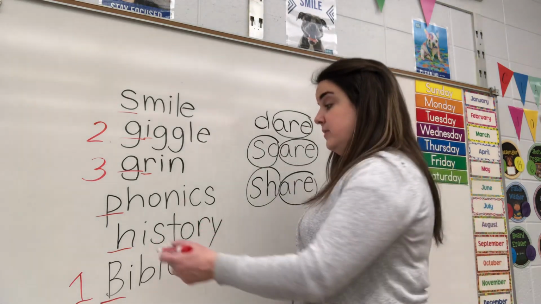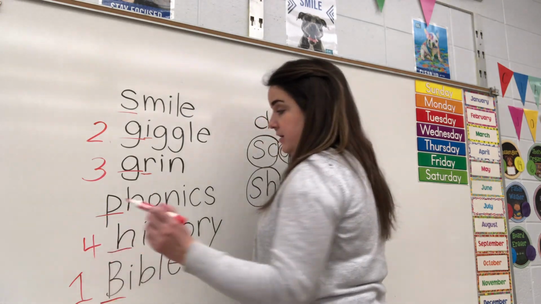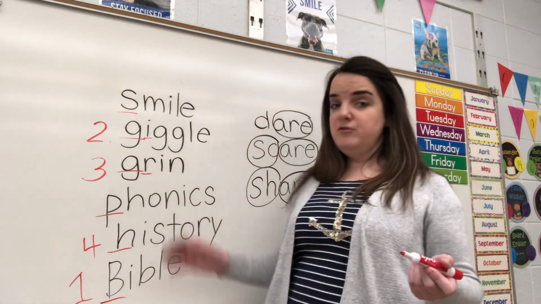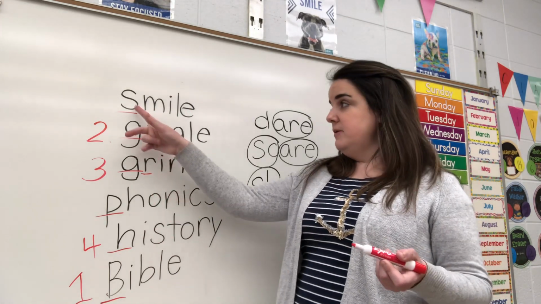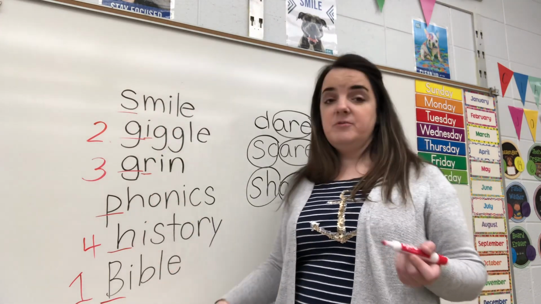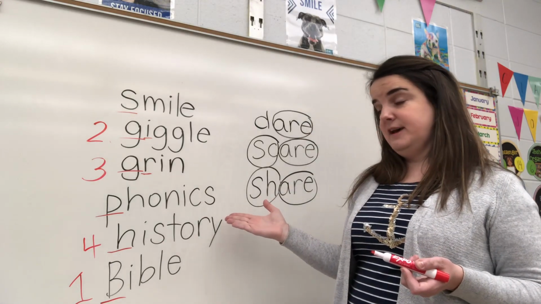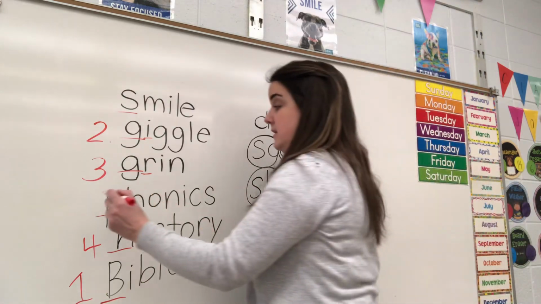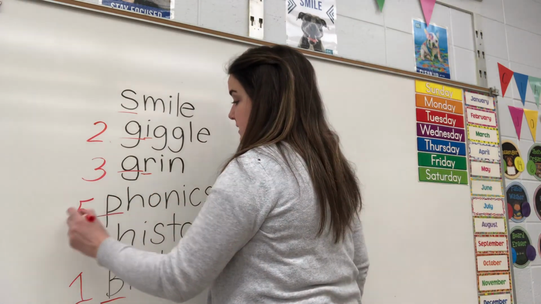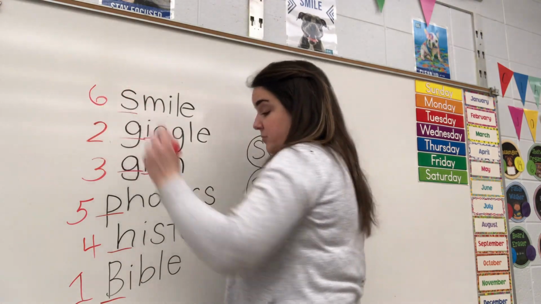H, that's correct. So the word history would be next. So that would be my 4th word. Now I'm left with 2 more words, the word smile and the word phonics. Now smile begins with the letter S, phonics begins with the letter P. Which word would come next? P or S? It would be the word phonics, P. That would be our 5th word, and then smile would be our 6th word.